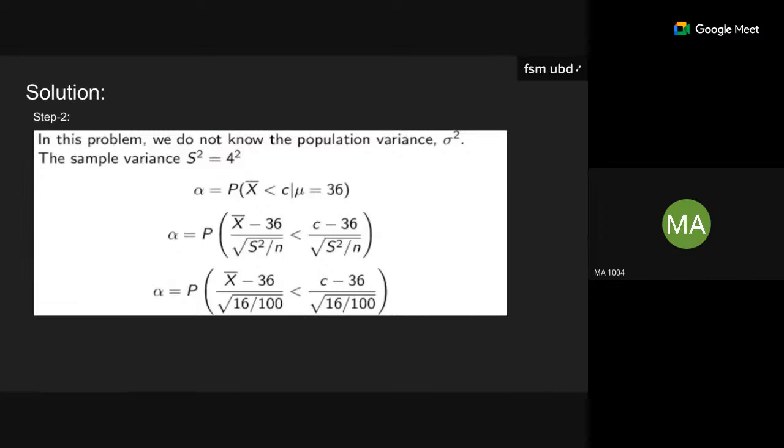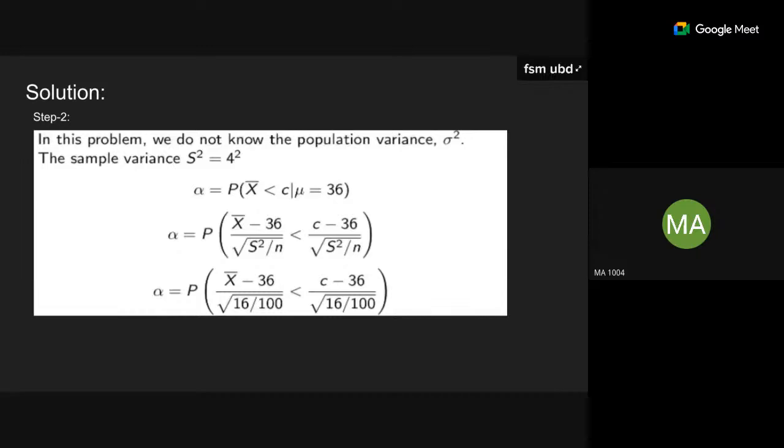I will try to standardize this X bar by subtracting the expected value of X bar, divided by the square root of the variance divided by n, where this variance is not the population variance. This variance is the sample variance now. So X bar minus 36 divided by root over S square by n is less than C minus 36 by root over S square by n. We know the sample variance is 16, and 100 new cars have been tested, so n is 100.